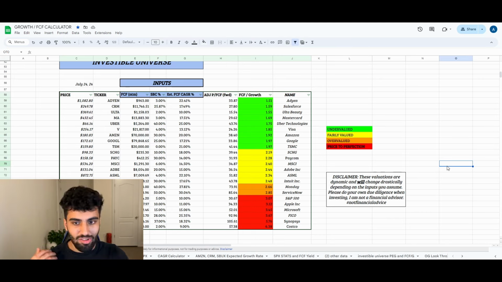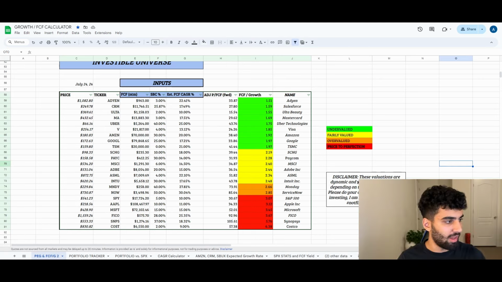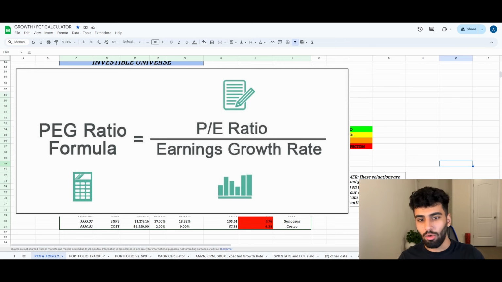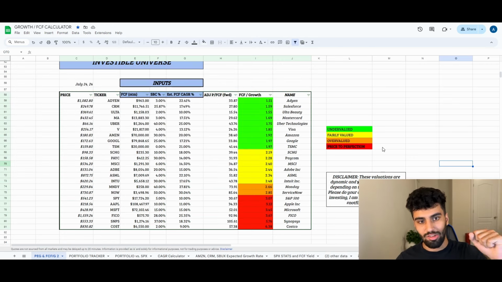Does that mean necessarily that it's a buy or whatnot? That's why I've built this valuation spreadsheet that I like to include in most of my videos. But long story short, what we're doing here is taking the current valuation of the business and dividing it by how fast we expect the company to grow.